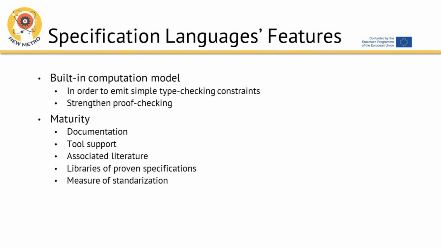Specification language features. Built-in computation model, in order to omit simple type checking constraints. Strength and proof checking. Maturity. Documentation. Tool support. Associated literature. Libraries of proven specifications. Measure of standardization.